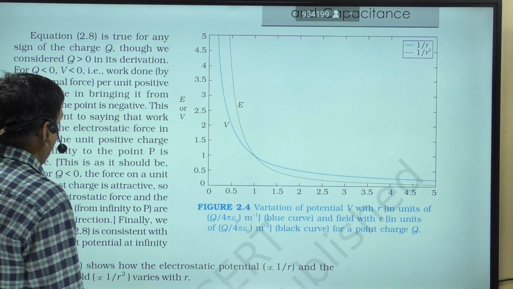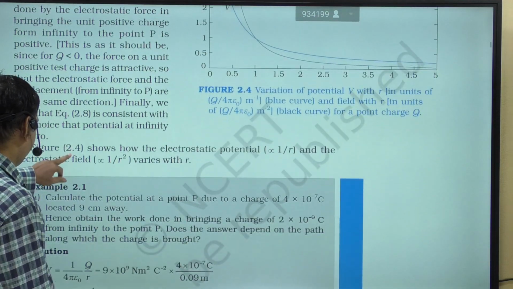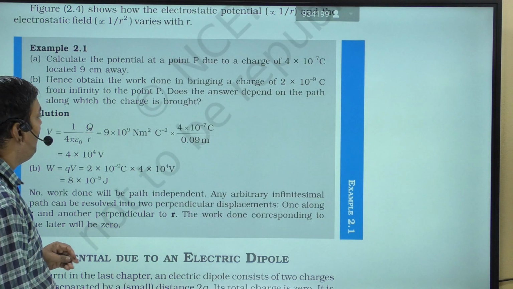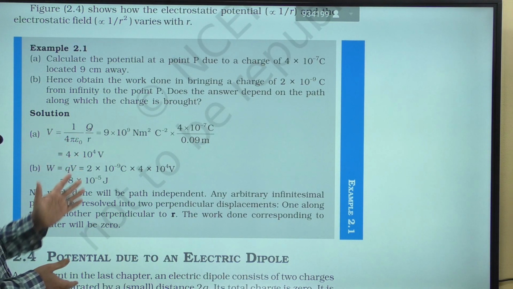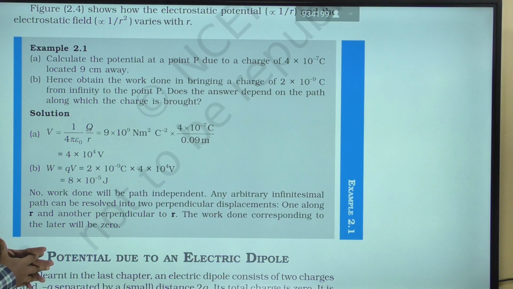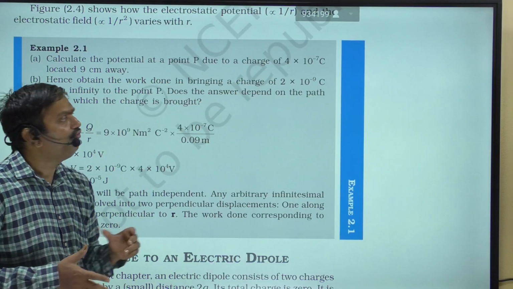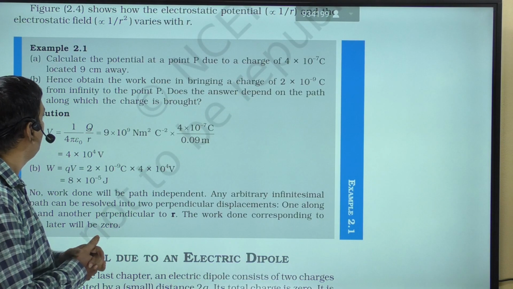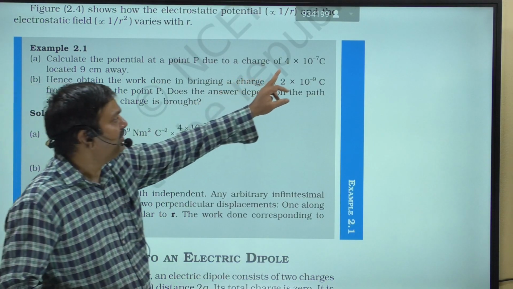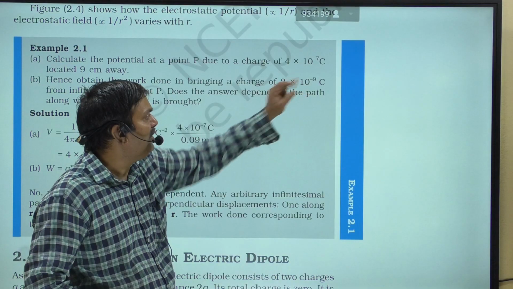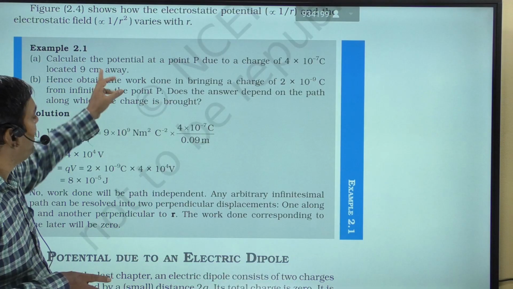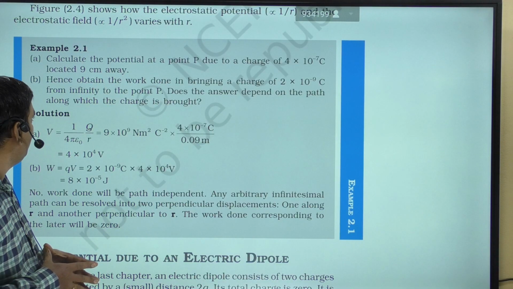Now you see there are some numericals you will be given. Numericals will be given like this normally. In this example, we are asked to calculate the potential at a given point due to a charge of 4 into 10 power minus 7 coulombs located 9 centimeters away. So the source charge is 4 into 10 power minus 7 coulomb, located at 9 centimeters.